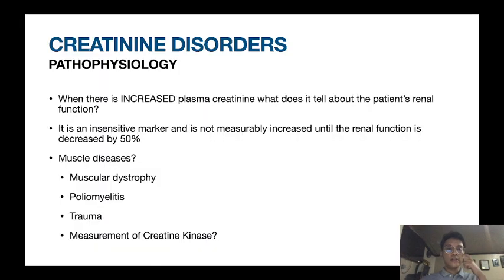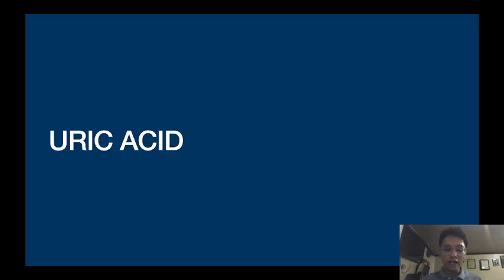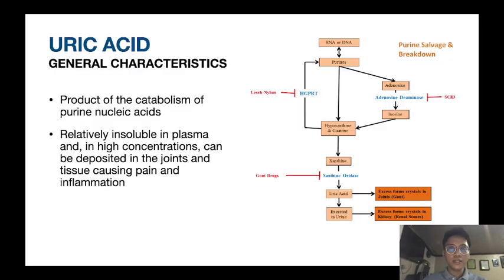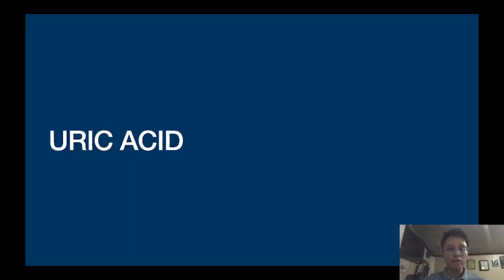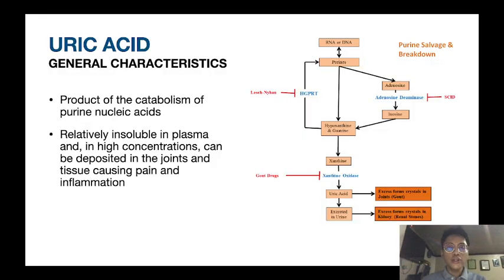Okay? So we're done with creatinine. Just remember: urea, protein metabolism; creatinine, muscle metabolism. So let's go to the second to the last, uric acid. This is very popular, uric acid. So uric acid is the product of the catabolism of purine nucleic acids. So again, urea, protein; creatinine, muscle; uric acid, nucleic acid. It's already in the name, uric acid, purine nucleic acids. So what are the purine nucleic acids? G and A, guanine and adenine.